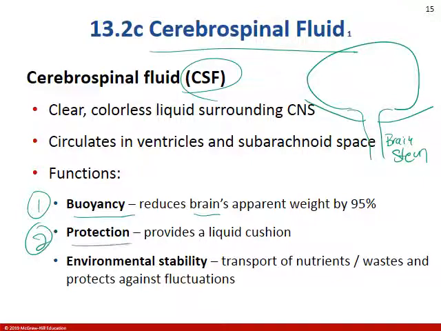2, it offers protection. It's kind of a liquid cushion. It kind of dissipates if you have some sort of trauma. It stops the focus of that energy. It spreads it out. And then 3, environmental stability. So what they're trying to say really is we're transporting away wastes and bringing in nutrients. So think about the fact that your brain has millions of neurons and they're all firing and releasing neurotransmitters. We have to get rid of that waste somehow. We're kind of washing it off.